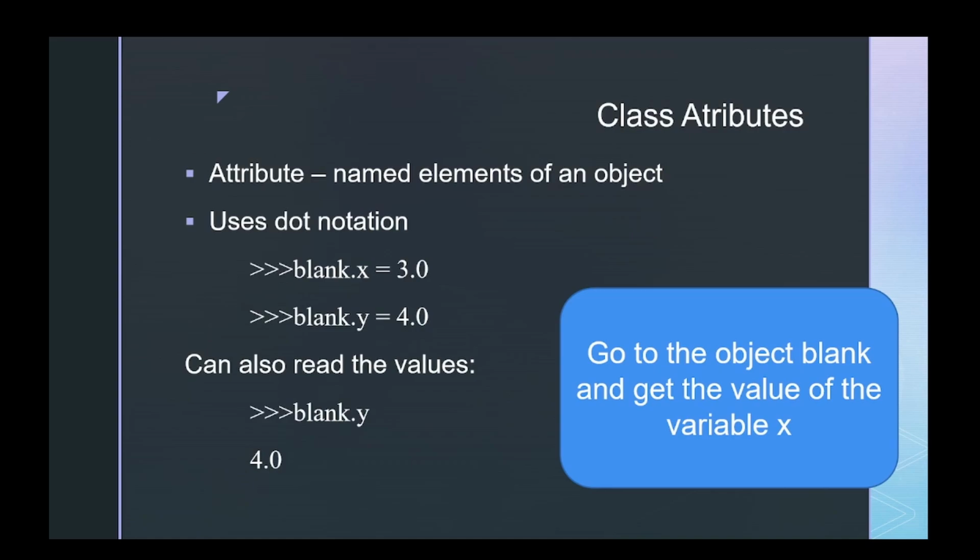You could also read the values by using that same dot notation. So it's class object dot attribute, and it would give you back the 4. So we say that it is going into the object blank and getting the value of the variable x that's in that class.